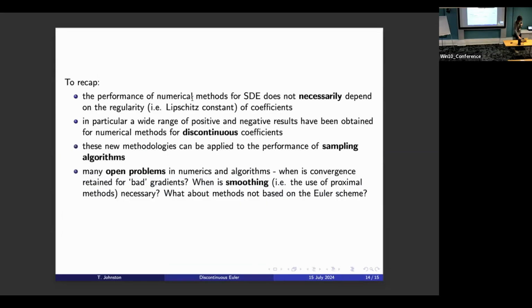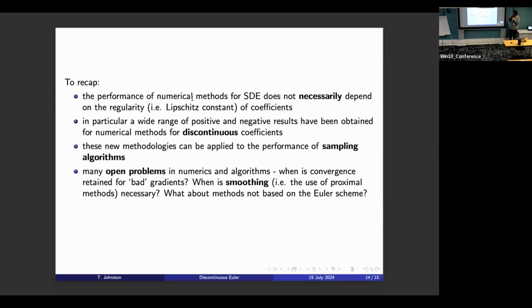Okay, so just quickly to recap. The performance of numerical methods doesn't necessarily depend on the regularity of the coefficients. A wide range of positive and negative results have been obtained for numerical methods for SDEs with discontinuous coefficients. And we hope that these new methods can be applied to the performance of sampling and even optimization algorithms. But there are a lot of open problems in this direction.